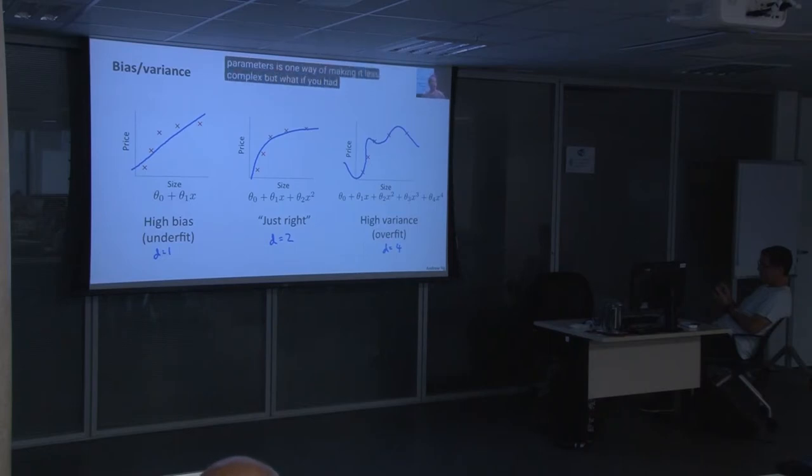But what if you had 1,000 parameters and 999 of those parameters were 1e-9? Or what if they were 0? If they're 0, they're not really there. Or if they're 1e-9, they're hardly there, right? So why can't I have lots of parameters if lots of them are really small? And the answer is, you can.